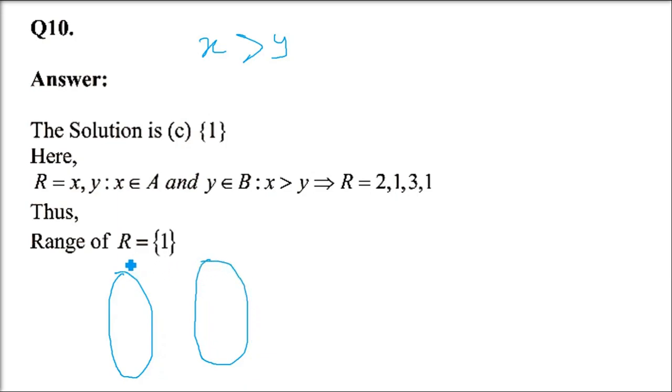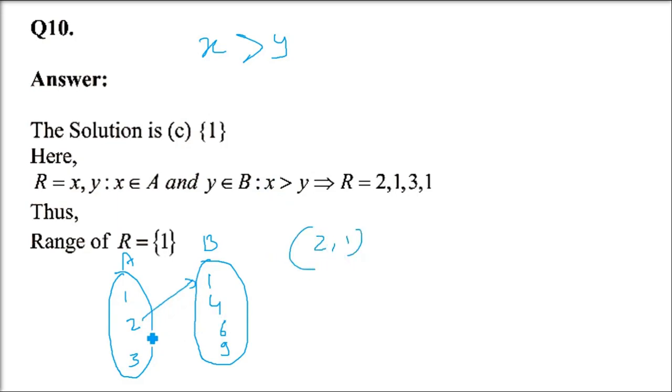Let us write the sets here. Set A is 1, 2, 3. Set B, because it is given, is 1, 4, 6, 9. So what range will come? First, let us see with the ordered pairs. 1 is not greater than 1. 1 is not greater than 4. 1 is not greater than any of these. 2 is greater than 1.